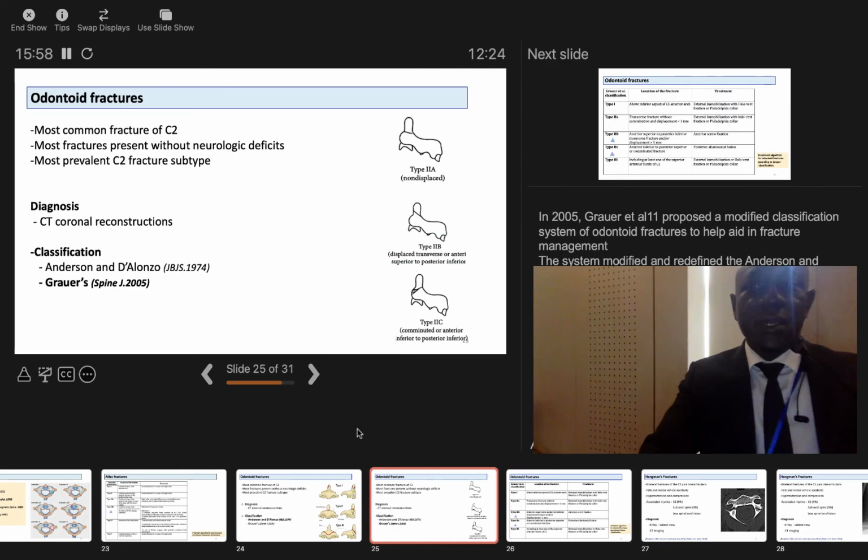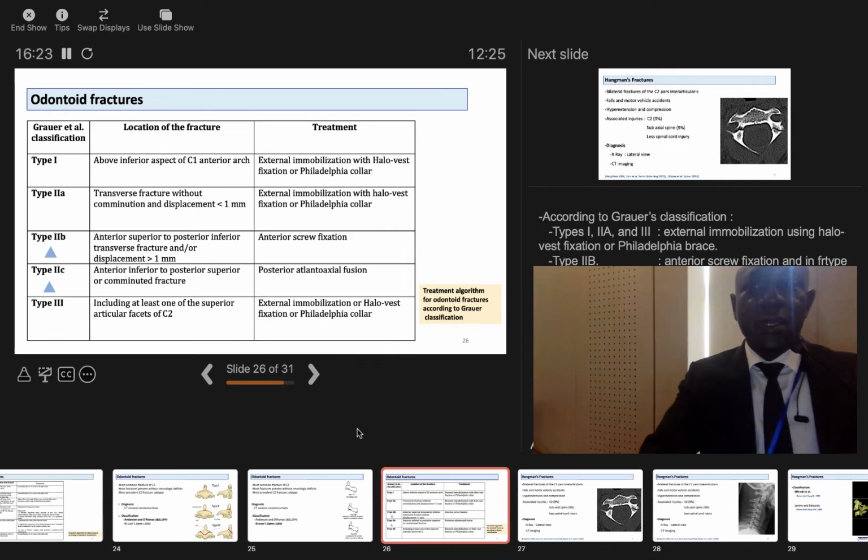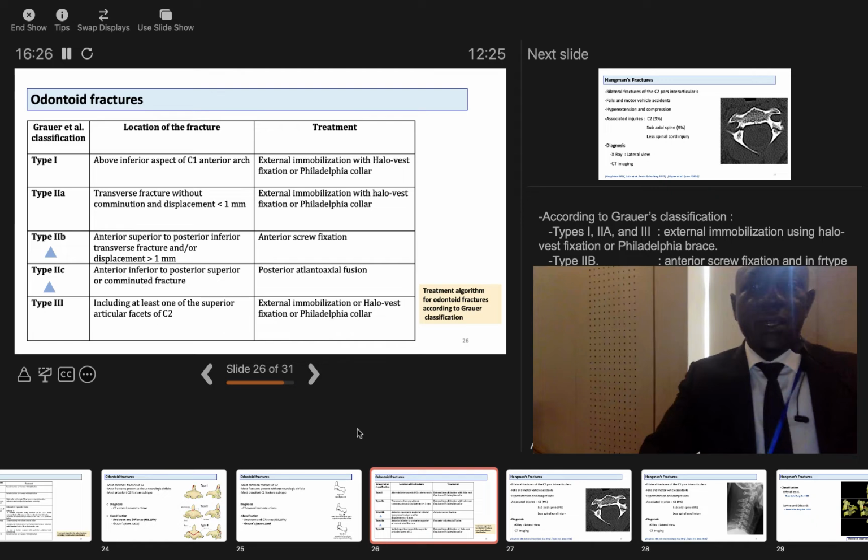In 2005, Grauer proposed a modified classification system of odontoid fracture to help guide fracture management, and the system modified and redefined Anderson and D'Alonzo type 2 and 3 odontoid fracture subtypes. According to this classification, which adapts Anderson and D'Alonzo classification, the type 2B and 2C are indicated for surgery.